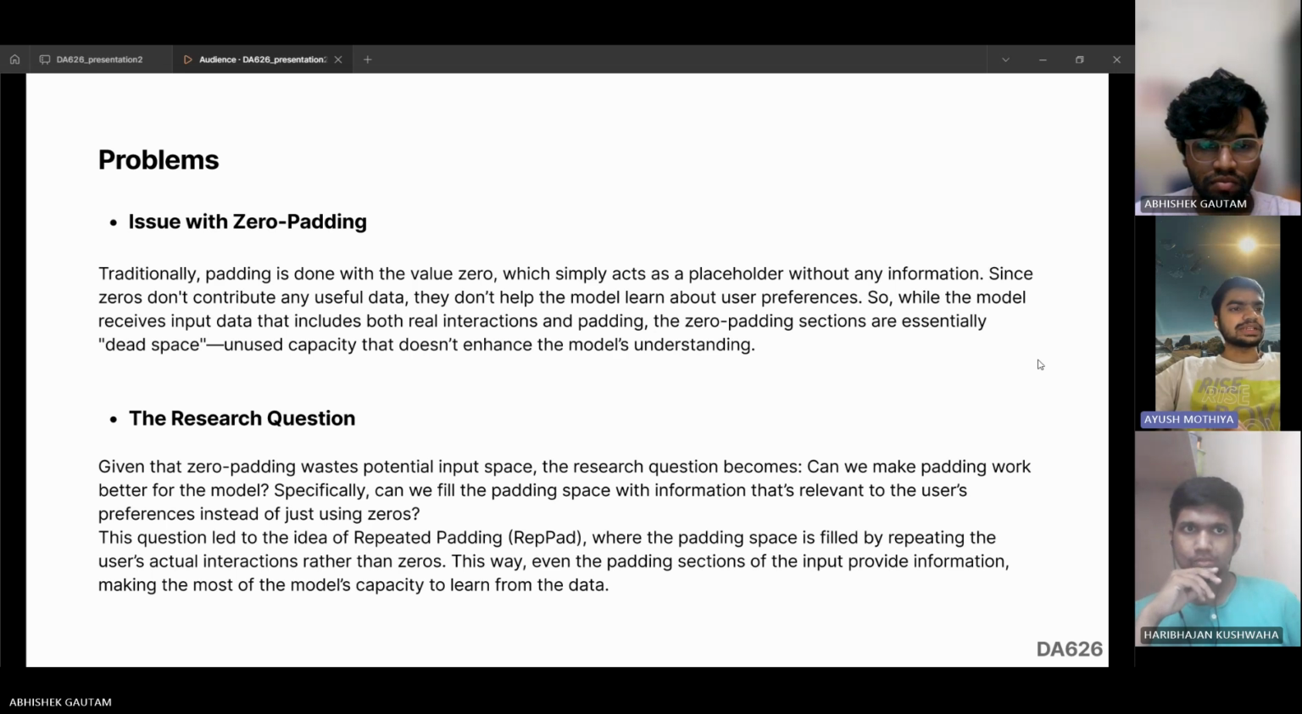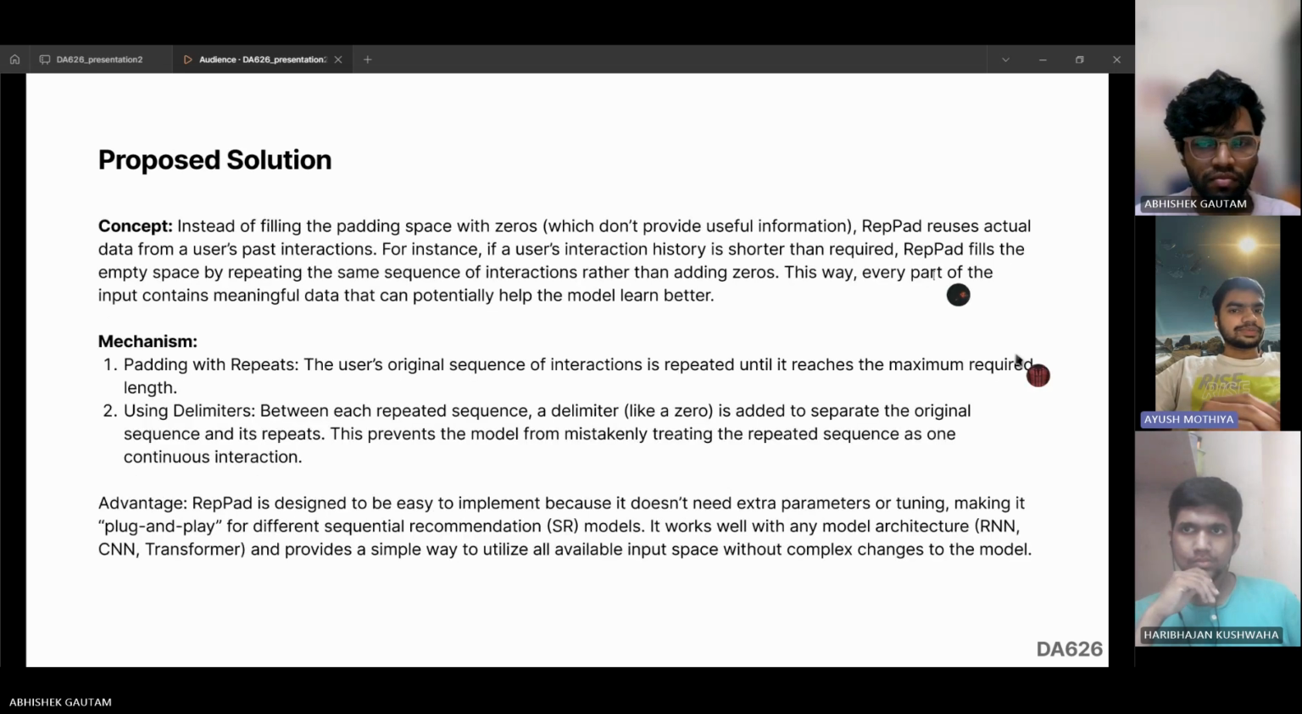Enhancing the model's ability to learn from the entire sequence and improving its overall performance. So, coming to the proposed solution. Now let's dive into the proposed solution, repeated padding.